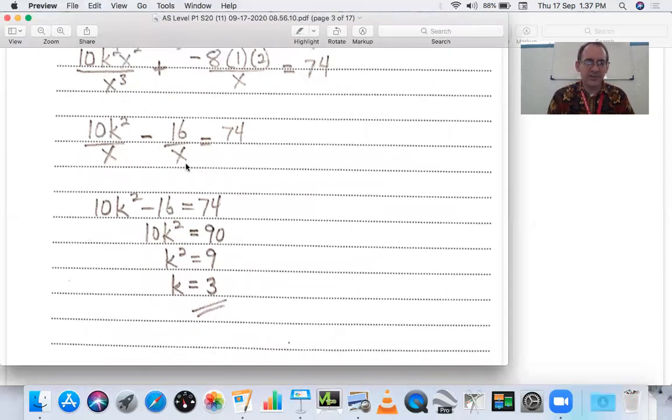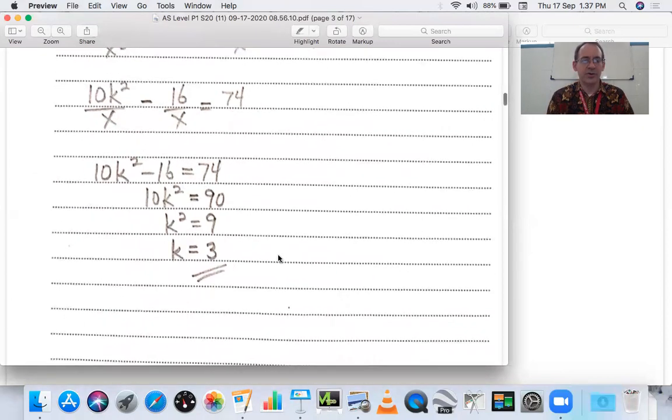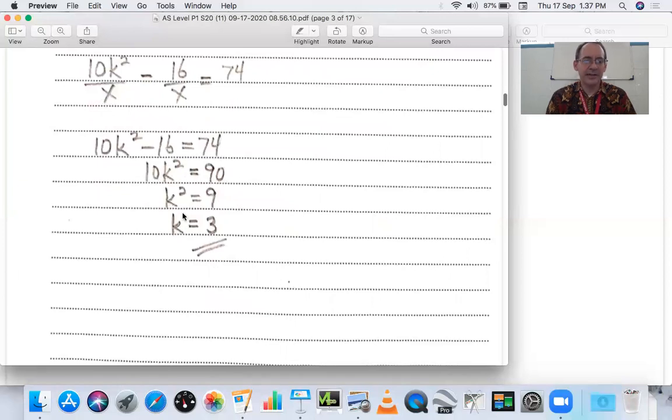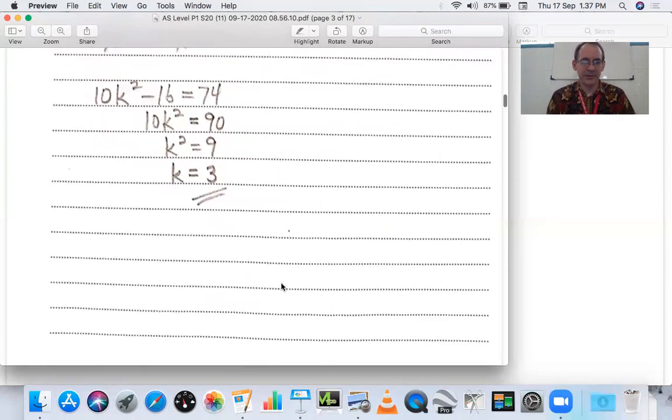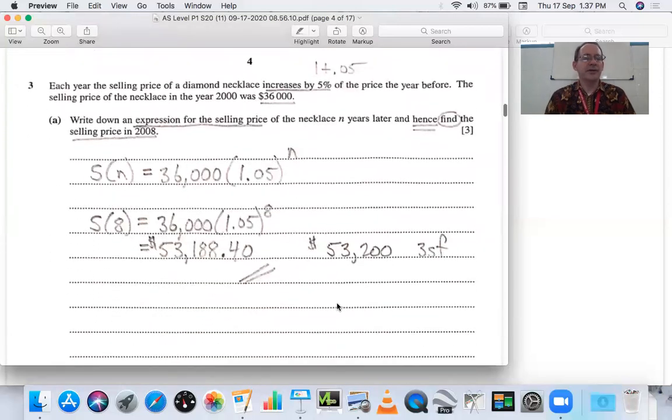So now that we've established these as actually being 1 over x, we can get rid of the variable and just work with the coefficients. So 10k squared minus 16 equals 74. 10k squared equals 90. K squared equals 9. K equals 3. Remember, it asks for the positive value of k, so we don't need the negative 3 on this. Moving on to number 3.